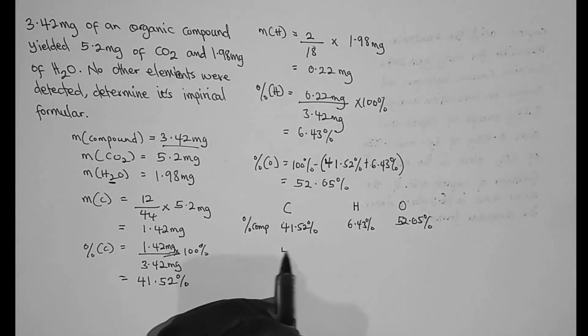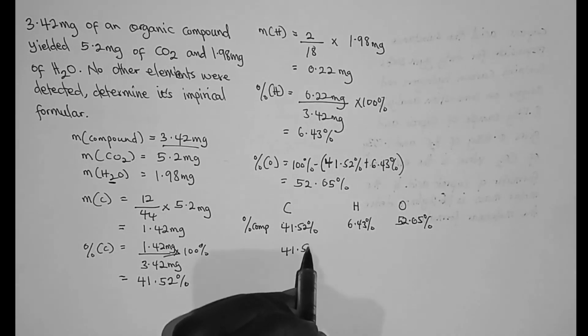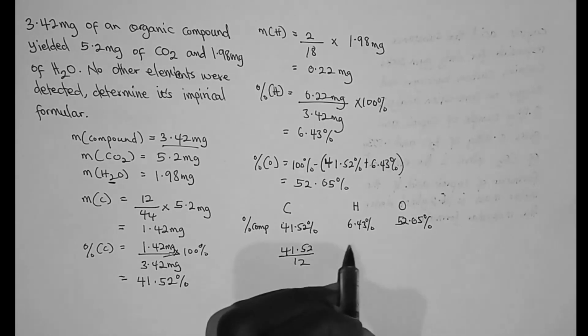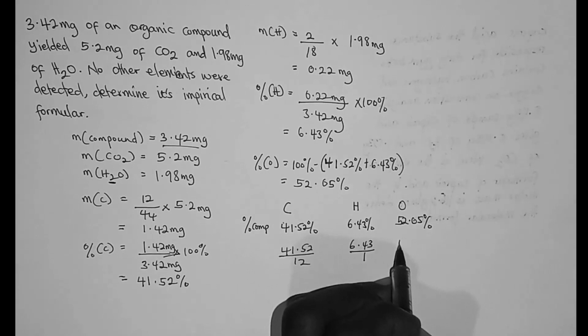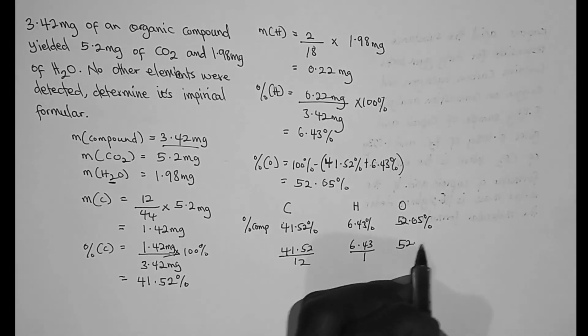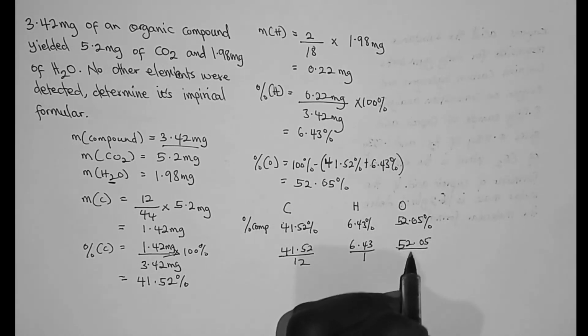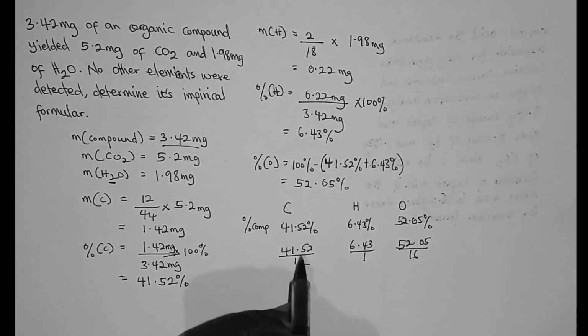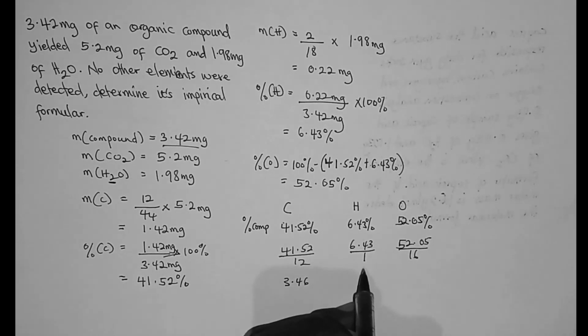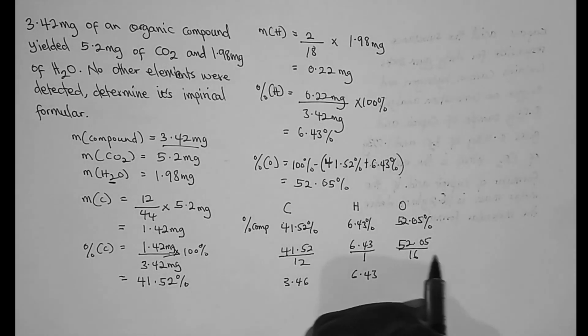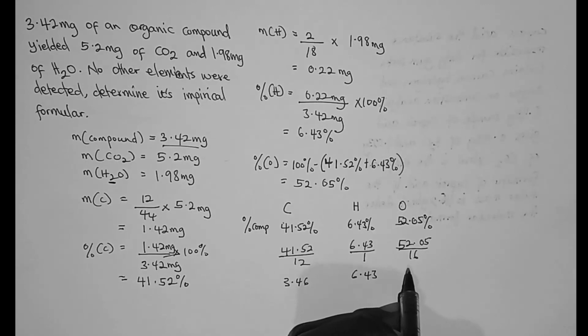So in the case of carbon, it is 41.52 divided by 12. And then hydrogen is 6.43 divided by 1. And oxygen is 52.05 divided by 16. So if you do this division, 41.52 divided by 12 is 3.46. And then here 6.43. And then 52.05 divided by 16.